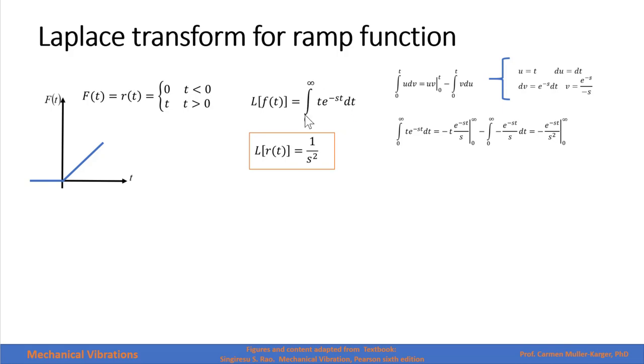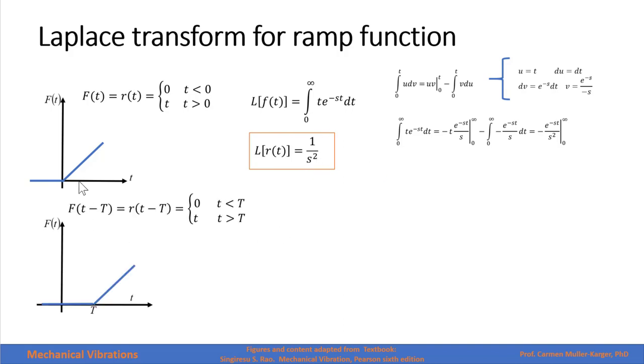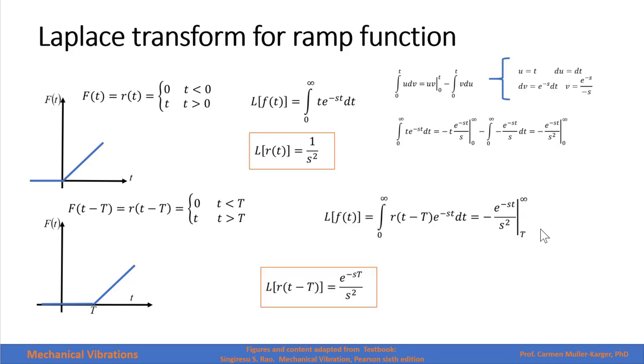Therefore, the integral of this expression evaluated between 0 and infinity is equal to 1 over s squared. Therefore, the Laplace transform for a ramp function is 1 over s squared. Again, if we apply the ramp function for a delay time, for example capital T, we apply exactly the same procedure, but now the limits of integration change. Instead of being from 0 to infinity, it will be from T, where the function starts, to infinity. And therefore, our Laplace transform for a delayed ramp that happens at capital T is equal to e to the negative sT divided by s squared.